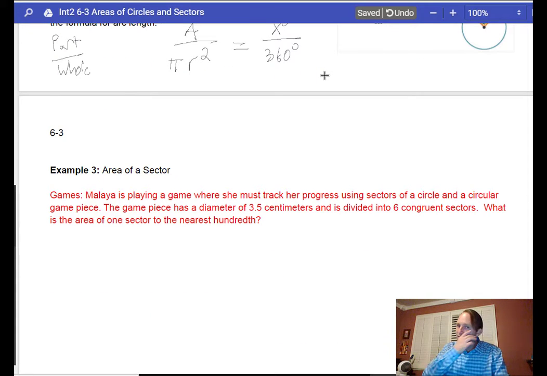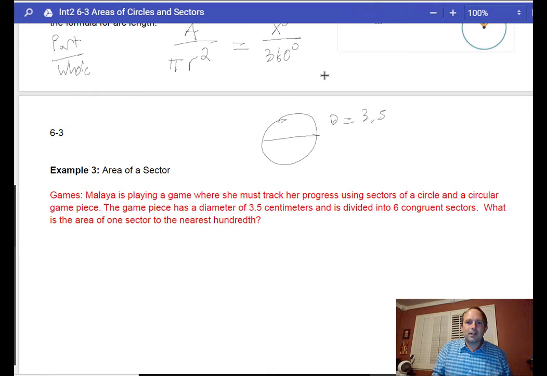Example 3. Malaya is playing a game where she must track her progress using sectors of a circle and a circular game piece. The game piece has a diameter of 3.5 centimeters. All right, well, let's write this in right now. D equals 3.5 centimeters. And it is divided into 6 congruent sectors. What is the area of one sector to the nearest hundredth?